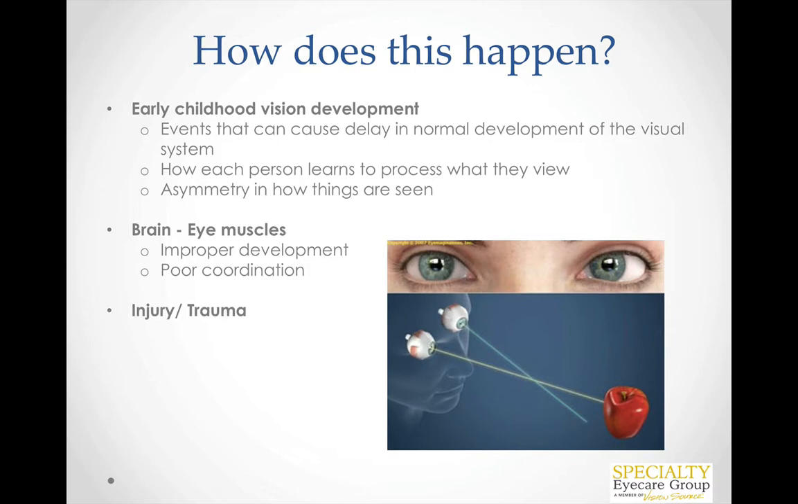There can also be problems with how the eye muscles develop. Some babies don't learn how to move their eyes out toward their ear, and we see that a lot and can treat that. And it can be a problem with how the eyes are coordinating together. We also see strabismus after injury or trauma. For example, a patient that was hit by a car and hit his head on the pavement developed an eye that went in and up.